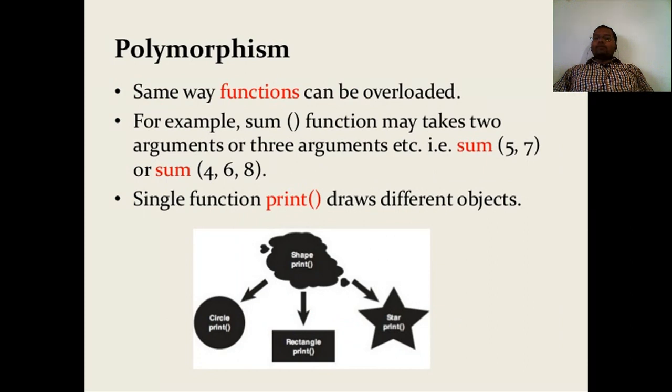Same way, functions can be overloaded. For example, a sum function, the function name is sum, may take two arguments or three arguments, etc. Sum function with 5, 7, or another sum function with parameters 4, 6, 8. A single function print draws different objects. Consider this diagram. Shape has a print method, circle class has a print method, rectangle class has a print method, star has a print method. All these print methods behave differently. That is called function overloading.